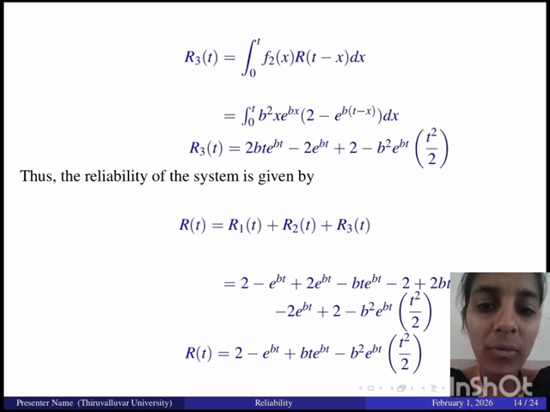Substitute the value for r1 of t, r2 of t and r3 of t. We get the value for r of t is 2 minus e power bt plus bt into e power bt minus b square into e power bt into t square divided by 2.